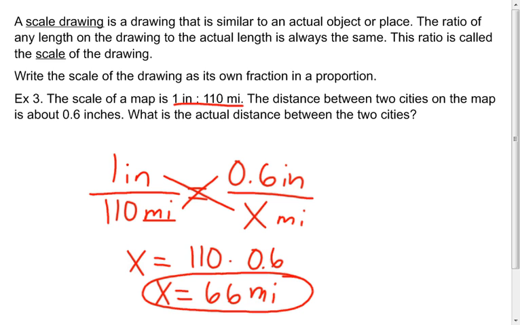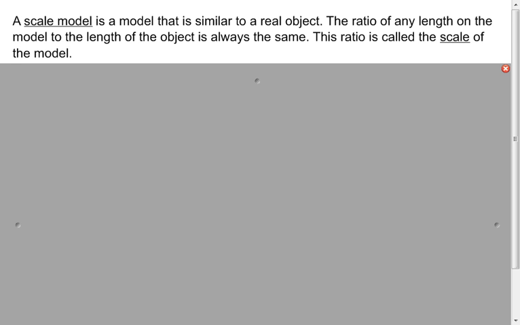Okay. One more example, kind of like that. A scale model is a model that is similar to a real object. And the last time we had a drawing that was similar, now it's a model that is similar. For example, if you were going to create a scale model of the solar system, you couldn't build it the size that the solar system actually is. It would be too big. But you can make it so that all the distances between the planets and stuff are correct. That would be a scale model.